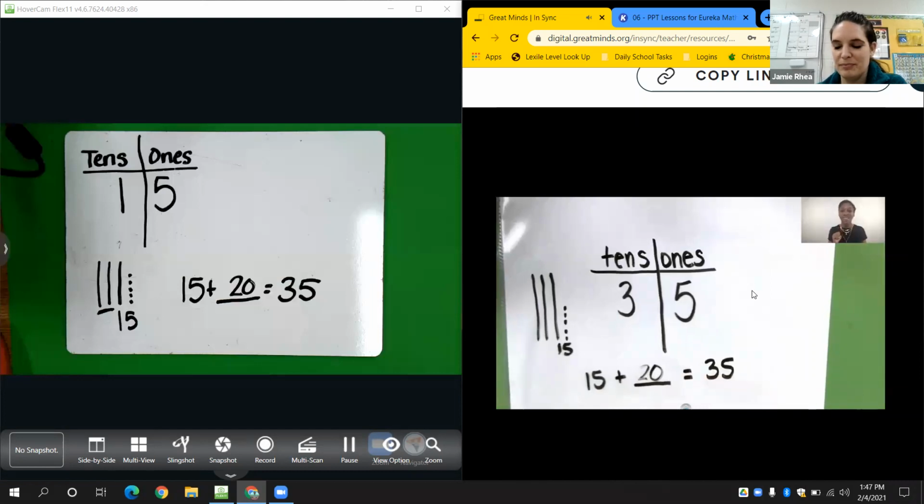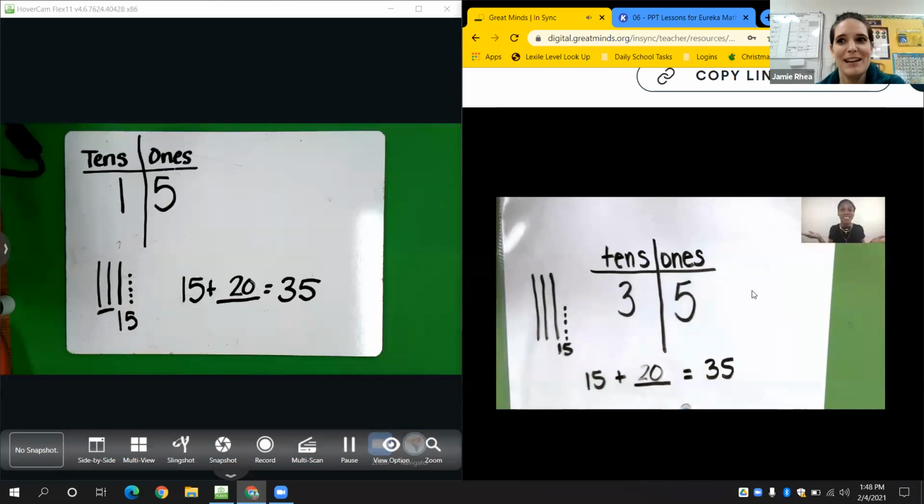Great work, math detectives. Thank you. Let's see if our thinking applies to this problem. When we added two tens, what digit stayed the same and what digit changed? Remember, our ones stayed the same because we didn't add anything to it, but our tens changed.